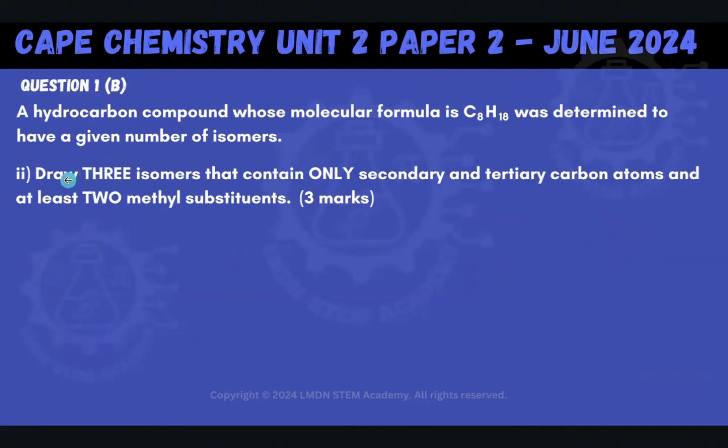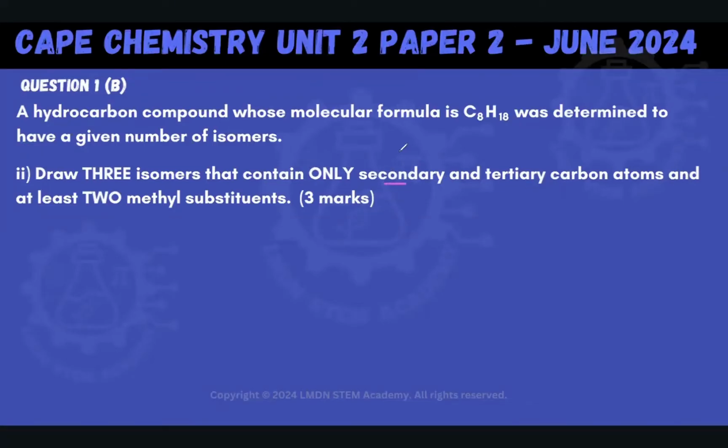So the other part says, okay, we're gonna draw 3 isomers now that contain only secondary and tertiary carbon atoms and at least 2 methyl substituents. So we have to think, how can I rearrange my carbon skeleton, right? So that I can incorporate 2 methyl substituents and I'll only have secondary or tertiary carbon. So let's just do a quick refresher on what this part means, right?